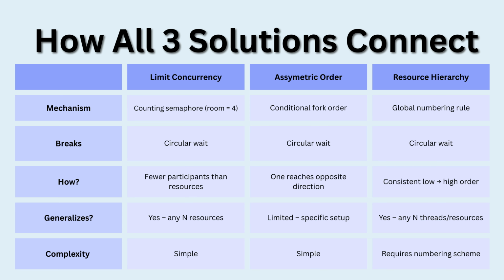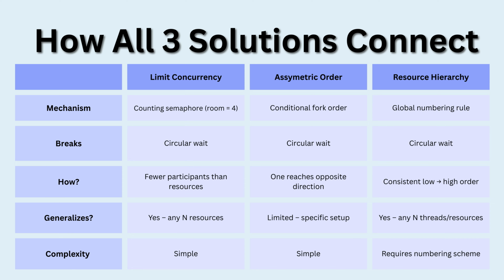Asymmetric ordering uses a conditional fork order. It breaks the circular wait by making one participant go in the opposite direction. Simple, just a conditional statement on the thread ID. But it is specific to this setup. It does not generalize very cleanly beyond the circular philosopher arrangement.